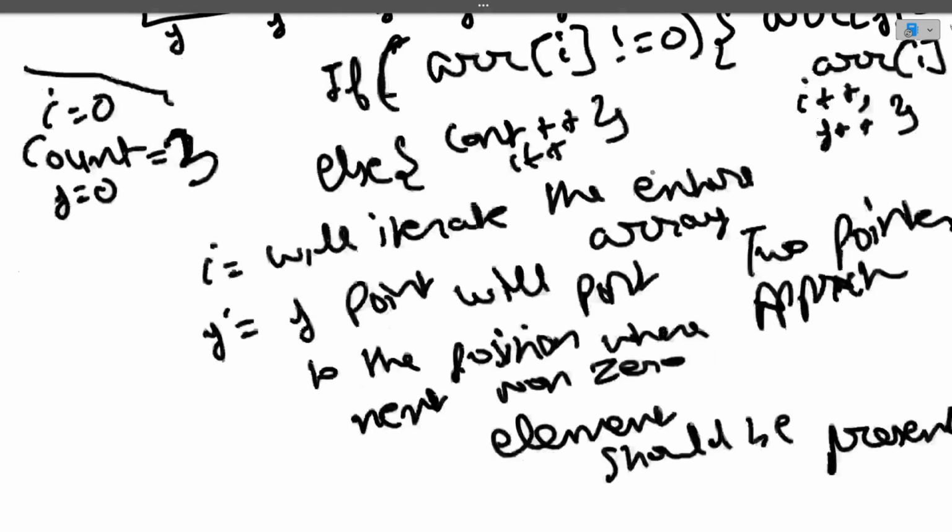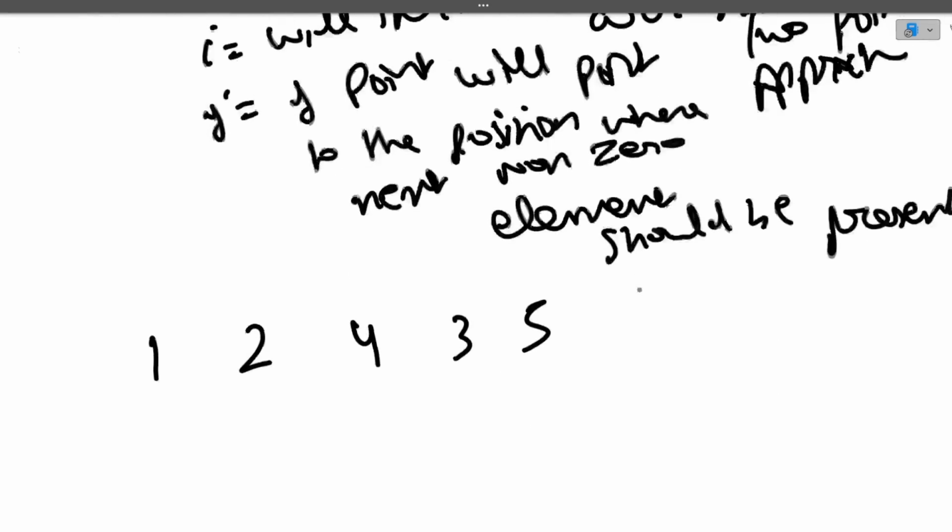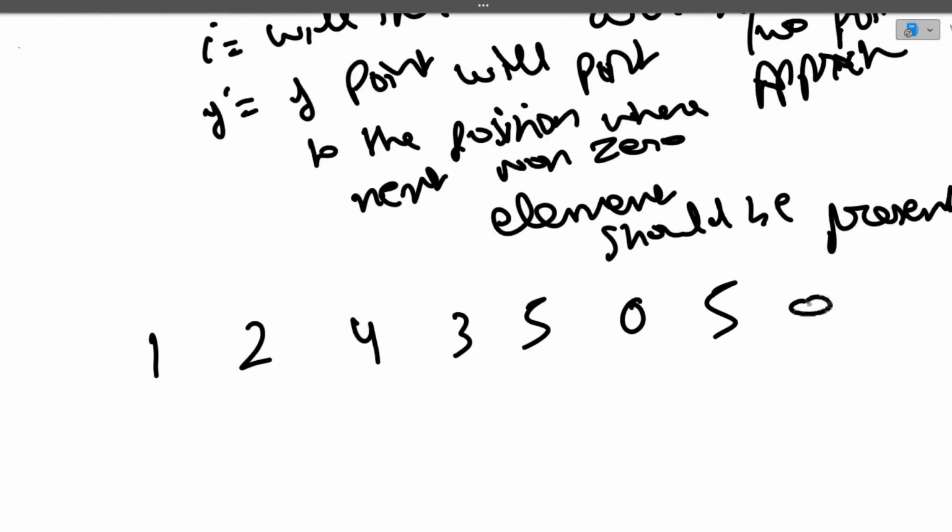Now what we'll do? What is the current scenario? 1, 2, 4, 3, 5. What is the array? 0, 5, 0. j is here. Count is 3, count equal to 3.